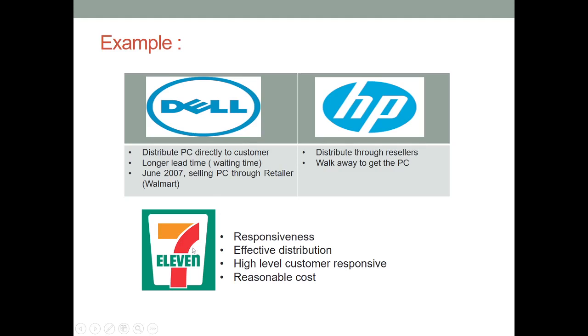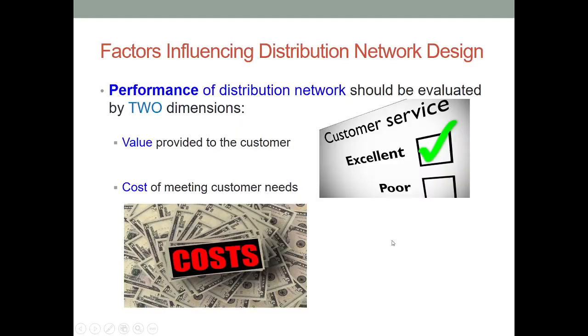Taking another example, another company which is 7-Eleven. We know that 7-Eleven is implementing the responsive supply chain strategy. 7-Eleven chooses an effective distribution network to provide a very high level of customer responsiveness at a reasonable cost. Those are the two examples relating to cost and customer service.